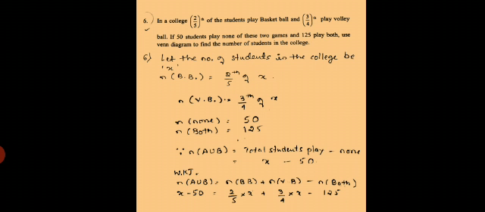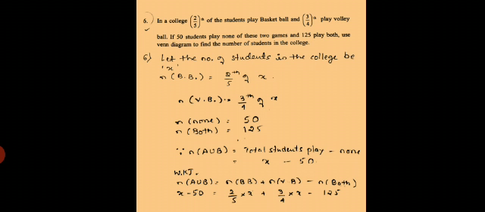Next, the number of students who play basketball is equal to 2 upon 5 of the total students, that is of x. Similarly, n of volleyball is equal to 3/4 of x, and n of none, some students are not participating in any of these two games, is equal to 15. Then n of both the games, some students are participating in both games, is equal to 125.